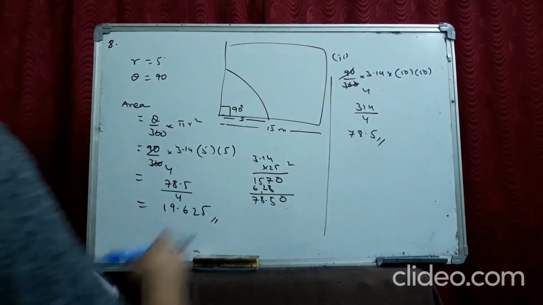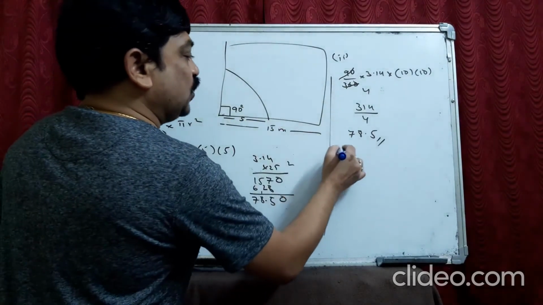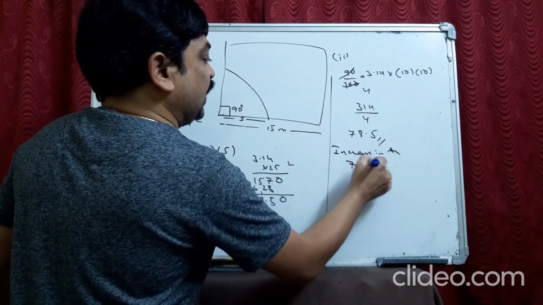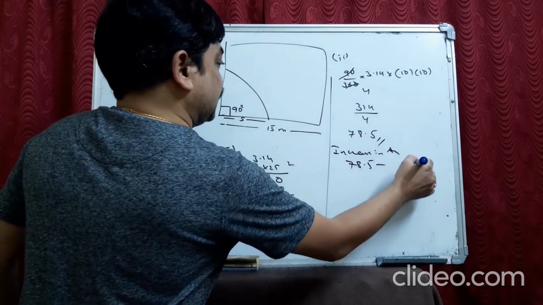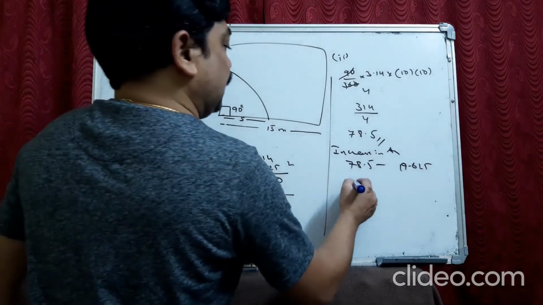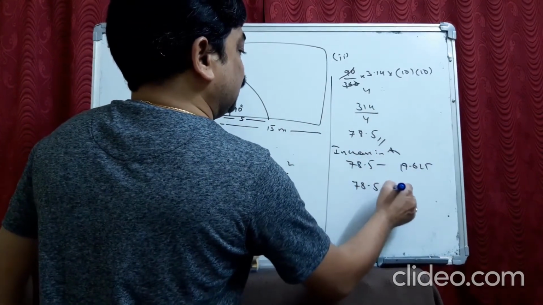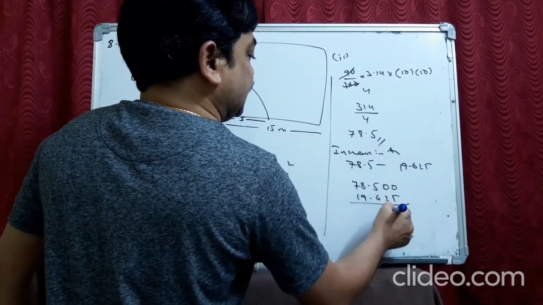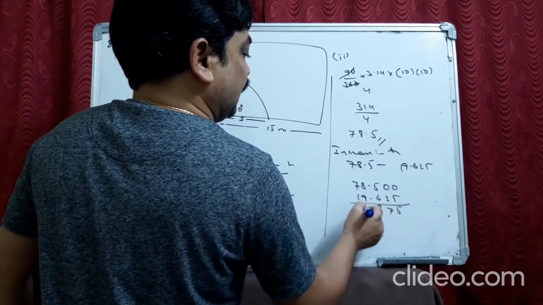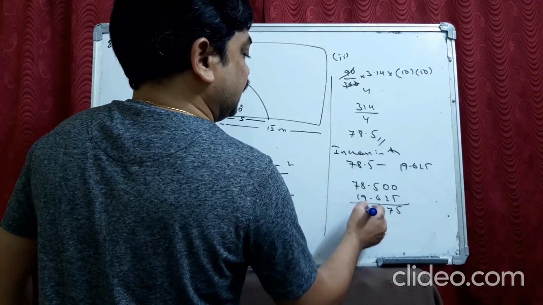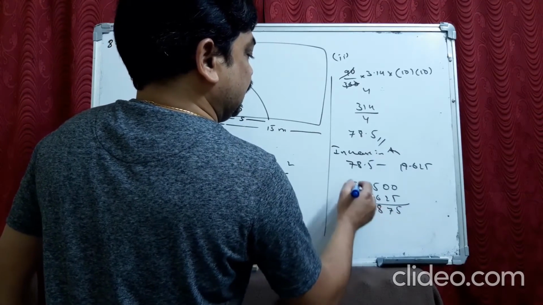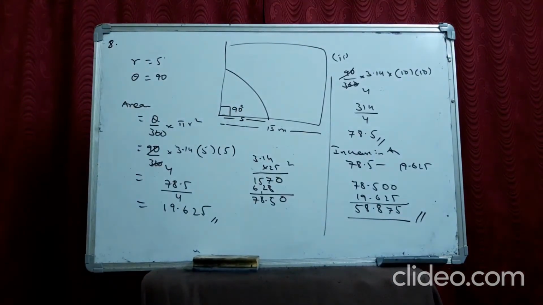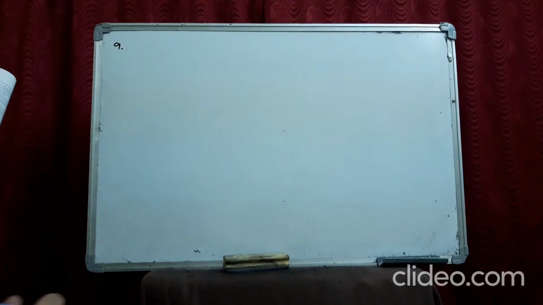Okay, the answer is given like increase in the grazing area. So increase in area will be 78.5 minus 19.625. Now while you subtract this, you should do carefully. 78.5, put zeros here. 19.625, subtract. 5, 7, 8, 17 minus 9, 8, 58.875. This is exact area. Okay. Right. Look at the 9th question.